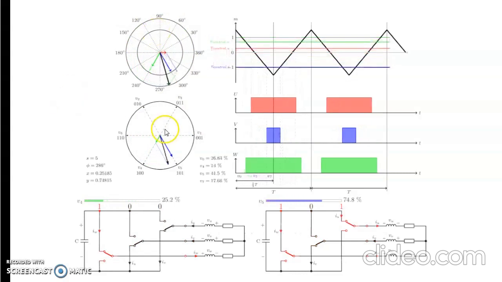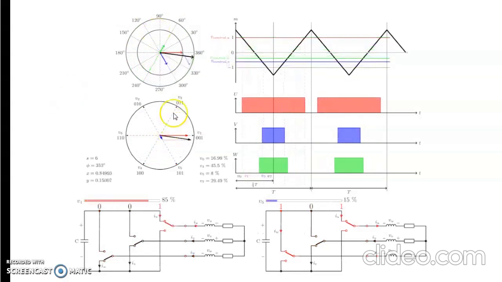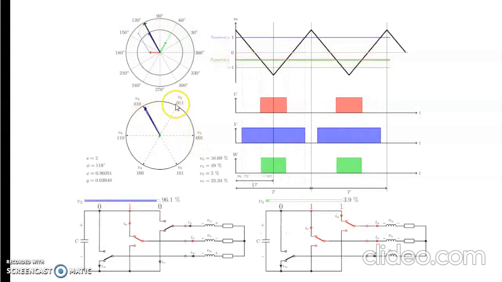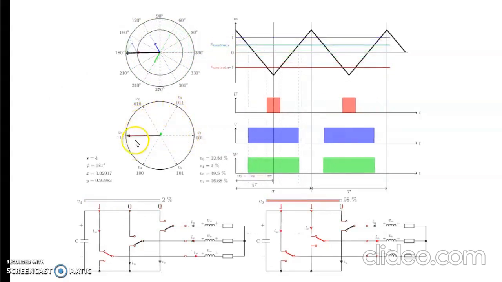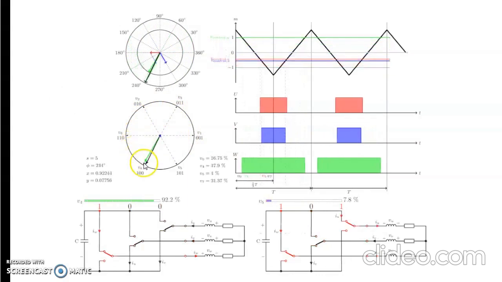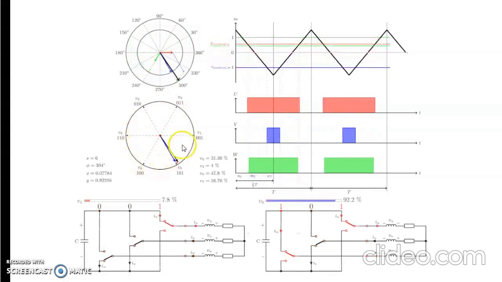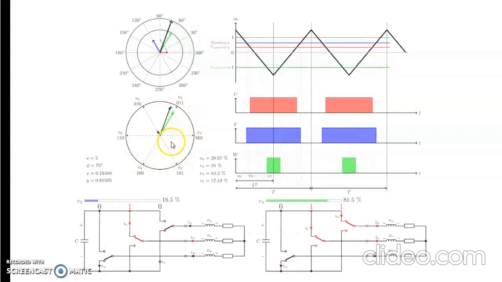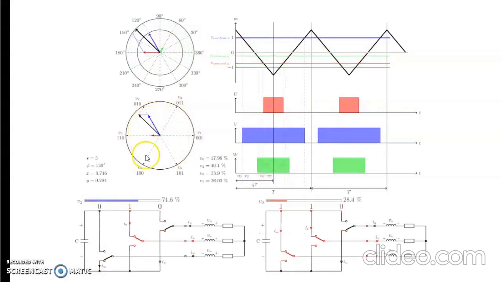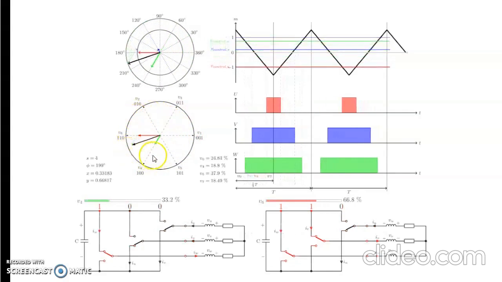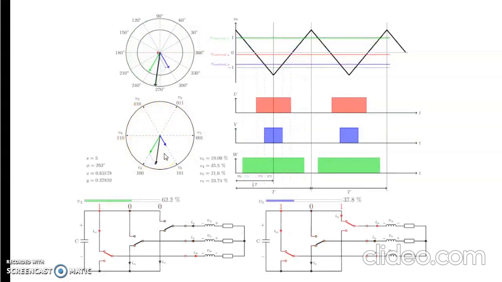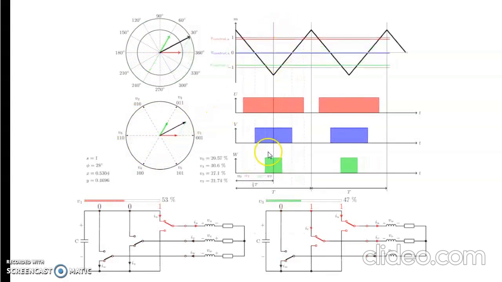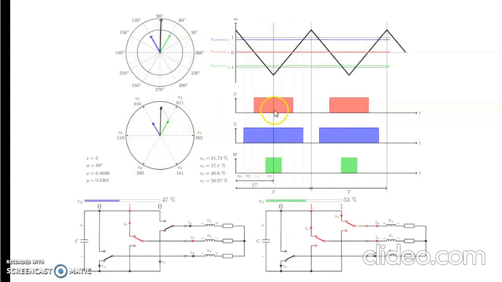So here you can see that for this particular case it is V3 and V1, this is V2 and V3, this is V2 and V6, here the resultant is V6 and V4, here it is V4 and V5, here it is V5 and V1. So only 2 vectors are sufficient to find out the output voltage when you are transforming into the DQ plane. Based upon that, you can find out the switching pulses.